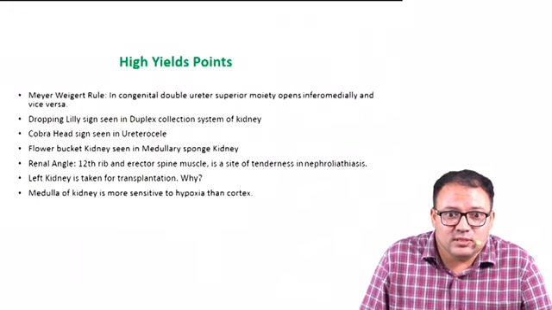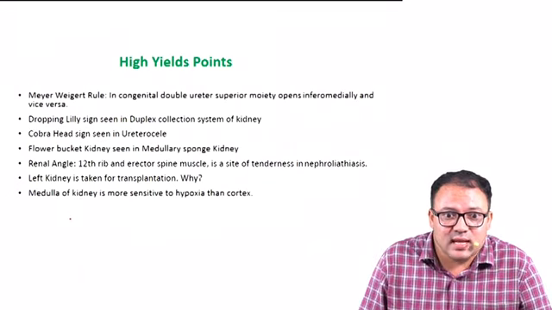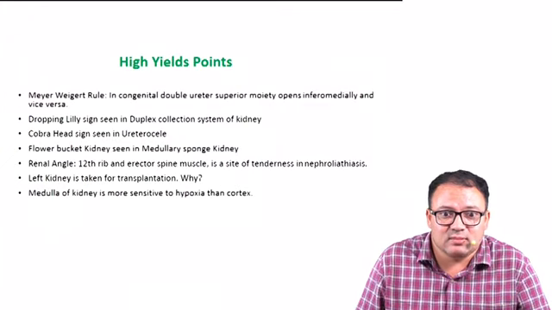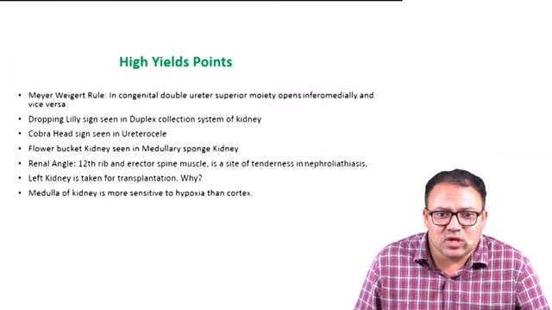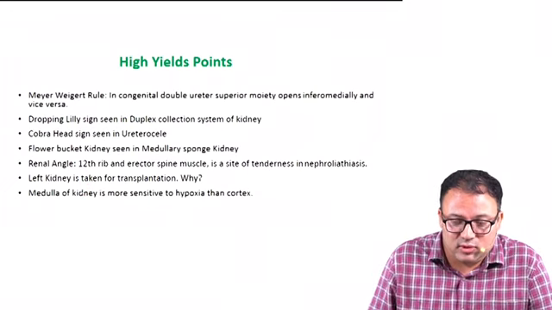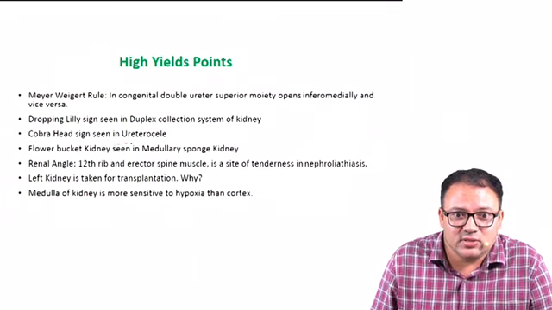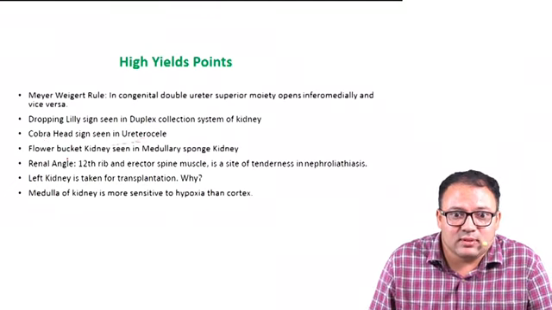Another golden point is the drooping lily sign or water lily sign. Drooping lily sign is seen in duplex collecting system of the kidney. Another question most commonly asked in many entrance exams, including in India, Nepal, and other countries: cobra head sign is seen in ureterocele. Flower vase kidney, one of the most important points, is the medullary sponge kidney. This is also asked in many countries, many medical entrance examinations.